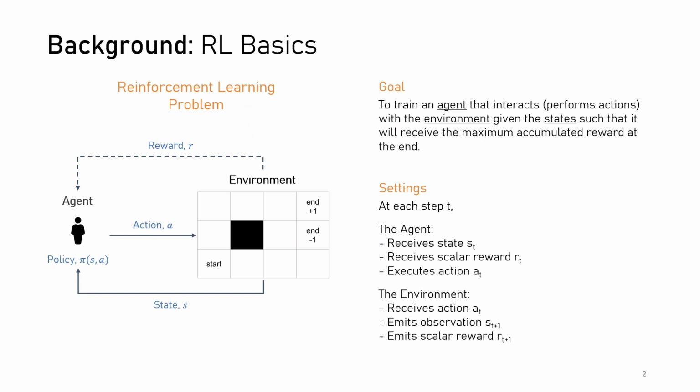Let's take a look back at the basics of RL. On the left, you can see a basic reinforcement learning problem. Reinforcement learning involves an agent and an environment. The agent takes an action in a given state of the environment and receives a reward based on the interaction. The objective is to train the agent to receive the maximum cumulative reward.